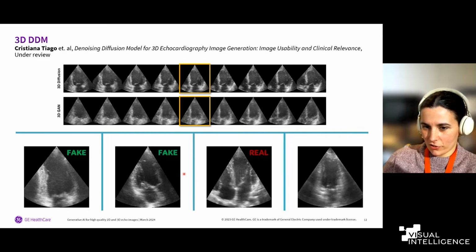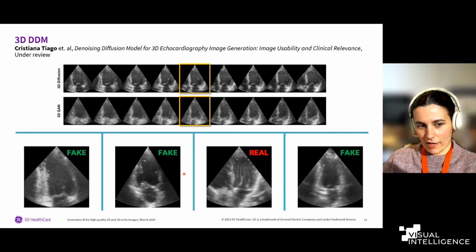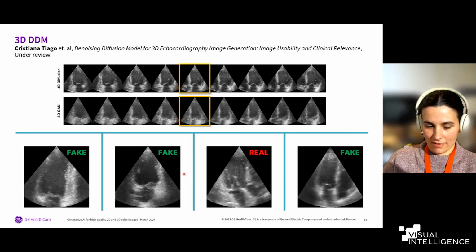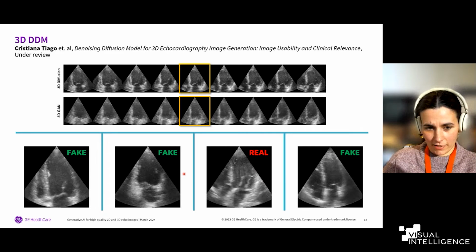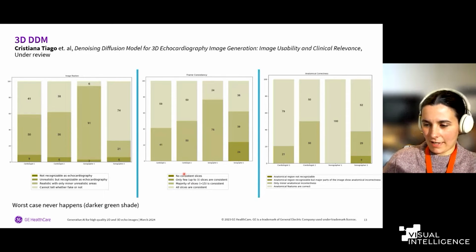And this is what the clinical users were presented with for the Turing test. They saw a lot of these GIFs, and they had to evaluate them according to 3 parameters: image realism, frame consistency, and anatomical correctness.